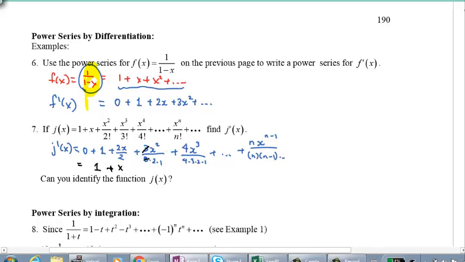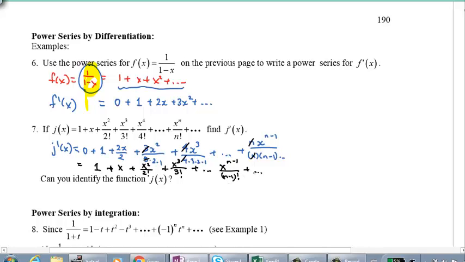Notice here the 3's cancel out, so I just get x squared over 2 times 1, which is the same thing as 2 factorial. Notice here the 4's cancel out, that's the same thing as x cubed over 3 times 2 times 1, or 3 factorial. See a pattern here? This would be x to the power n minus 1 over n minus 1 factorial.